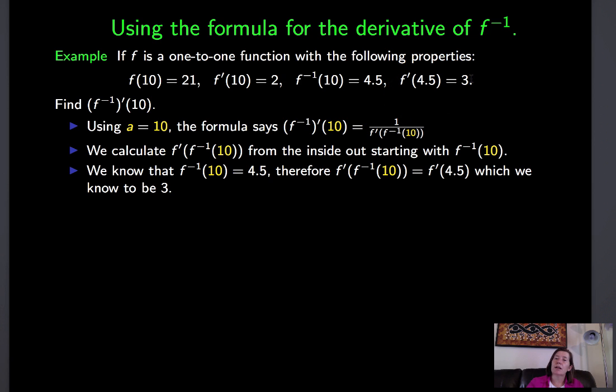We actually also know what f prime of 4.5 is here. We have that in our list of information. We're told that that is 3. So f inverse prime of 10 is 1 over f prime of f inverse of 10, which we see is 1 over 3. So although we're given a scant amount of information about f inverse, f prime, and f here, it's enough to solve this problem.